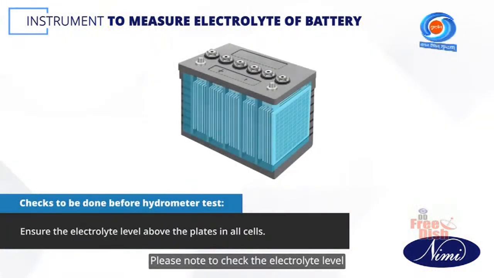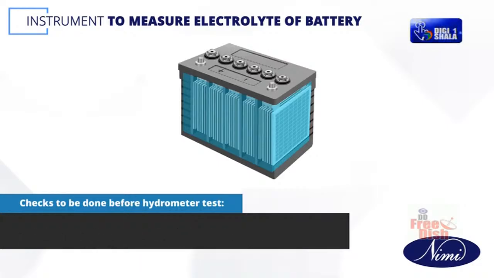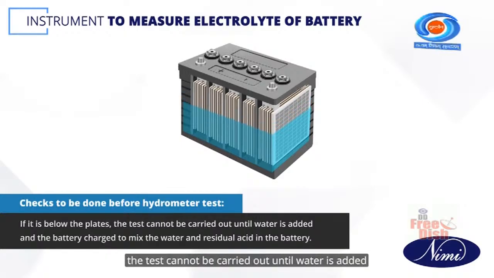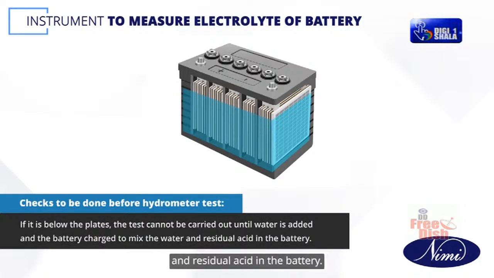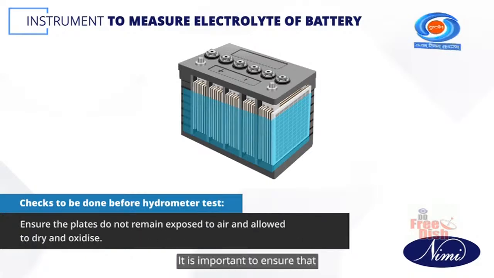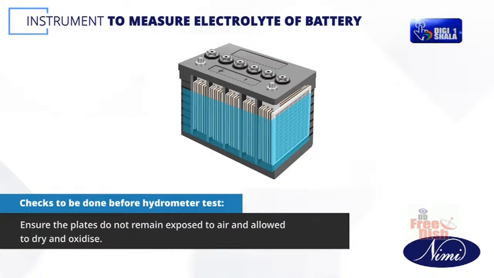Please note to check the electrolyte level and to ensure that it is above the plates in all cells. If it is below the plates, the test cannot be carried out until water is added and the battery is charged to mix the water and residual acid in the battery. It is important to ensure that the plates do not remain exposed to air and are allowed to dry and oxidize.